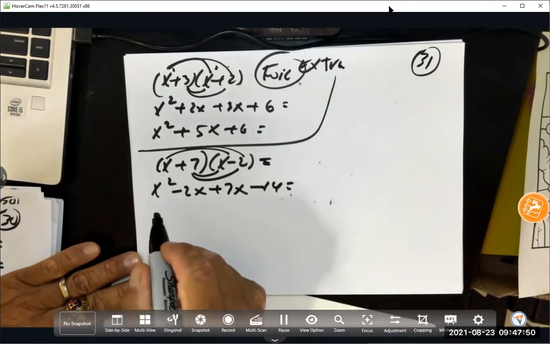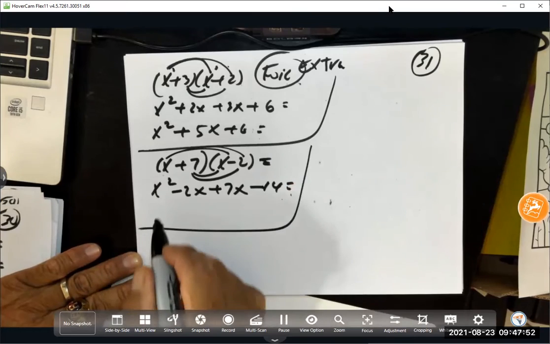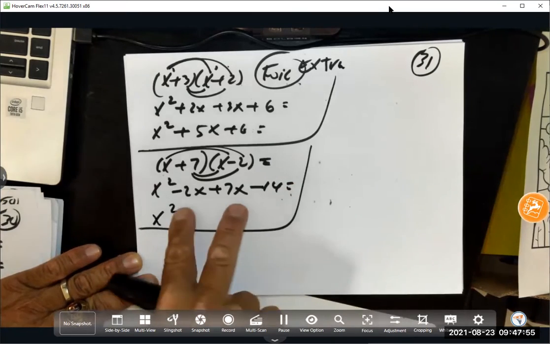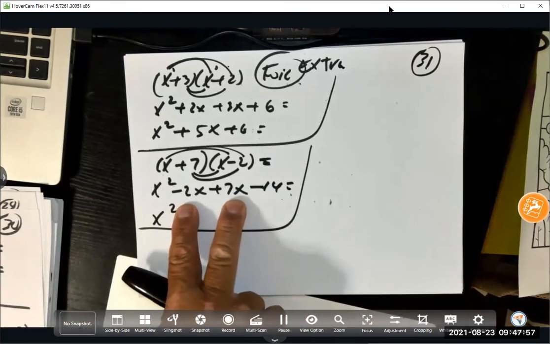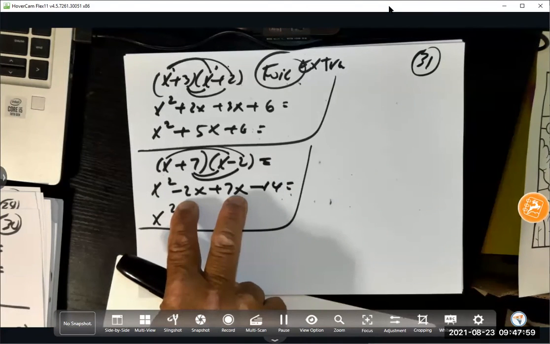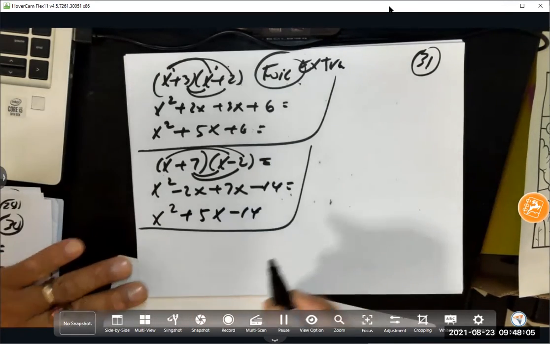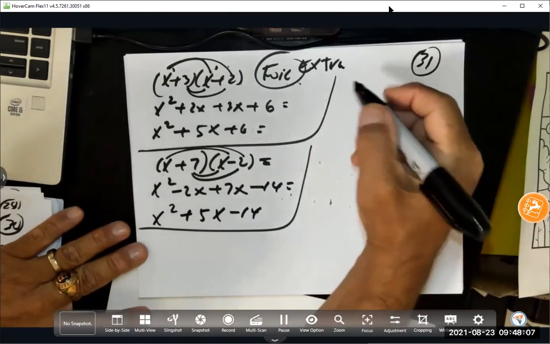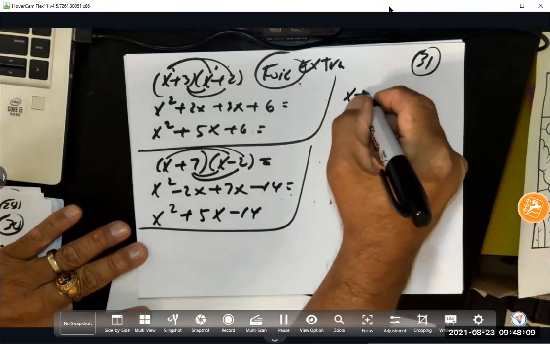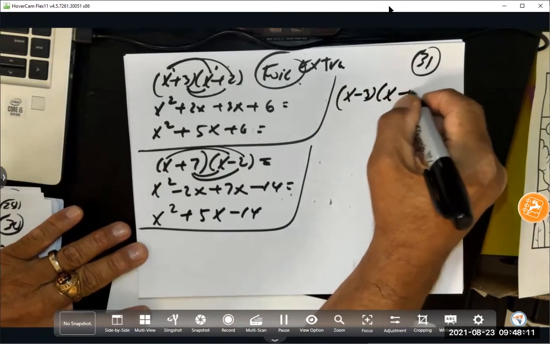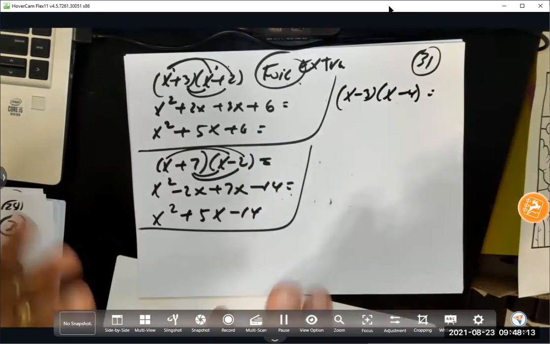All right, now put it together. You tell me. x squared. What's that right there with my fingers on? 5x. That's right, 5x minus 14. Okay, another one. Let's do another one like this one. x minus 3, x minus 4. Okay, same problem. I just changed the number.